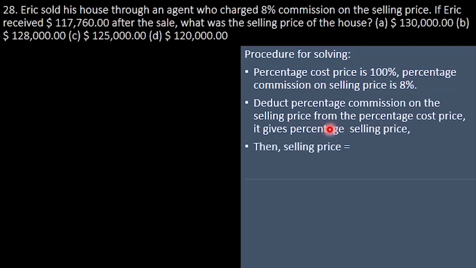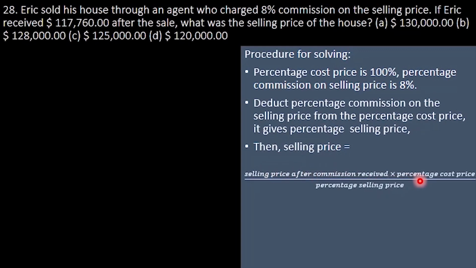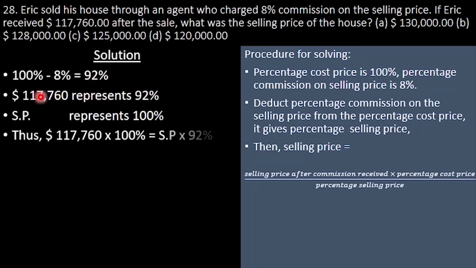Then selling price is equal to the amount received after commission times percentage cost price divided by percentage selling price. The solution for this: 100% minus 8% is equal to 92%. How? 100% stands for the percentage cost price minus the percentage commission on the sale price. It gives us the percentage selling price. Then we know that this is the amount Eric received after the sale. This is the percentage selling price.